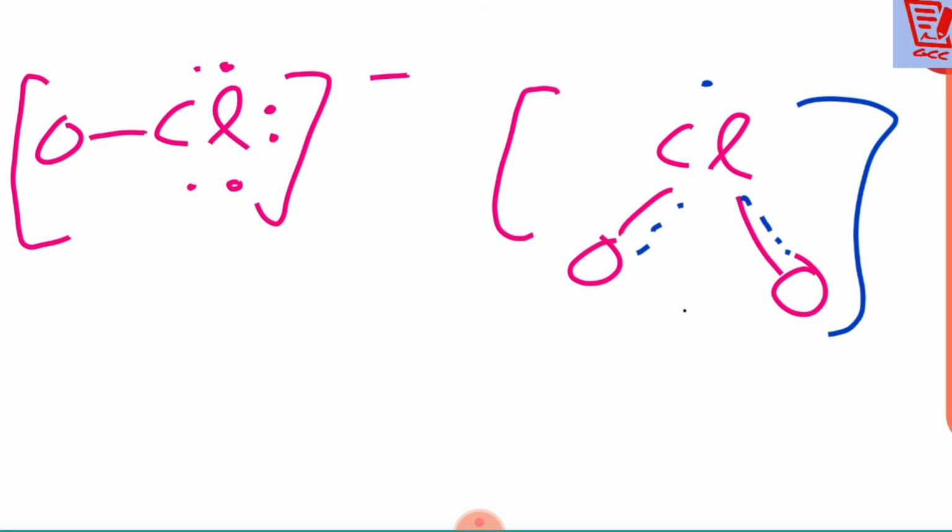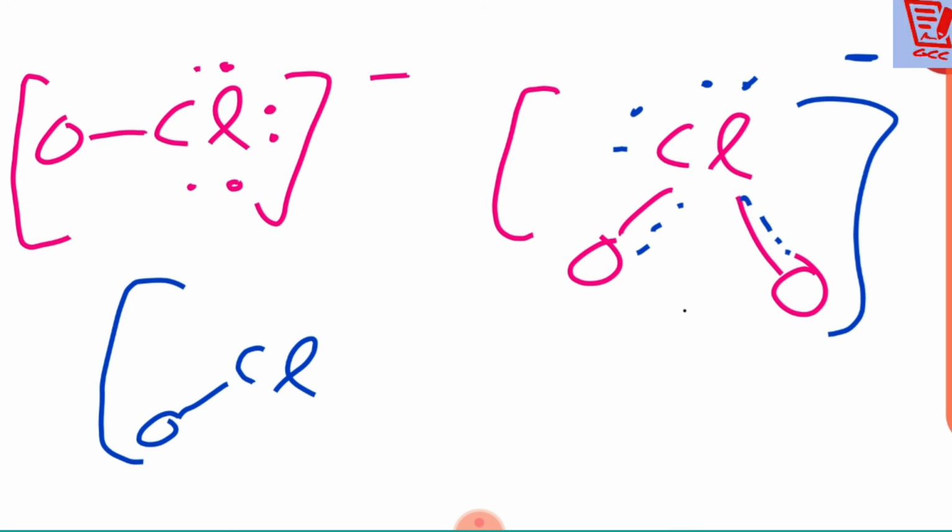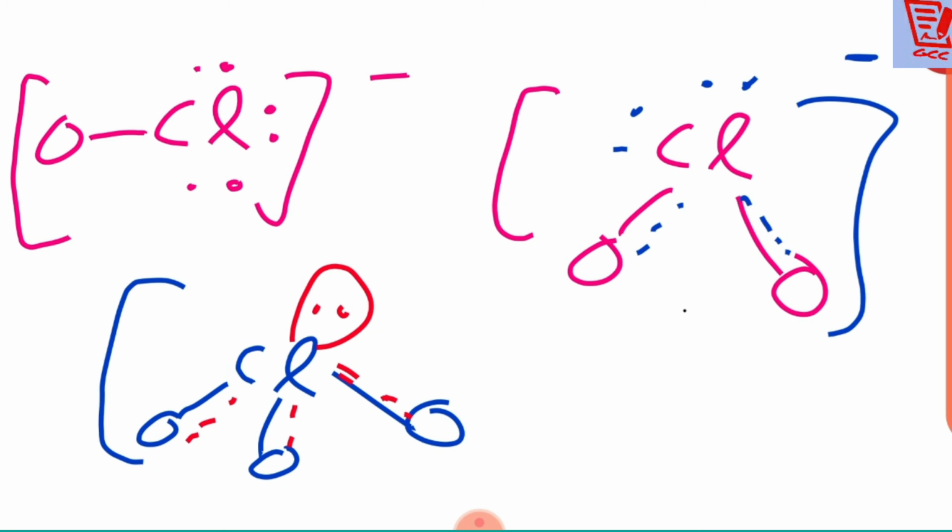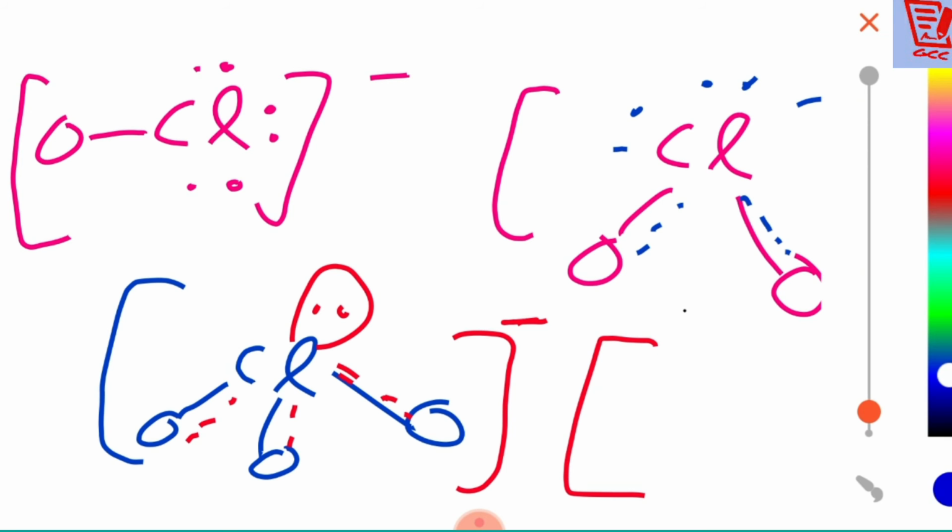Okay, then there is ClO2 negative. Okay, then after that ClO3 negative. What is it? This is ClO3 negative, the one with one lone pair. The last one is ClO4.